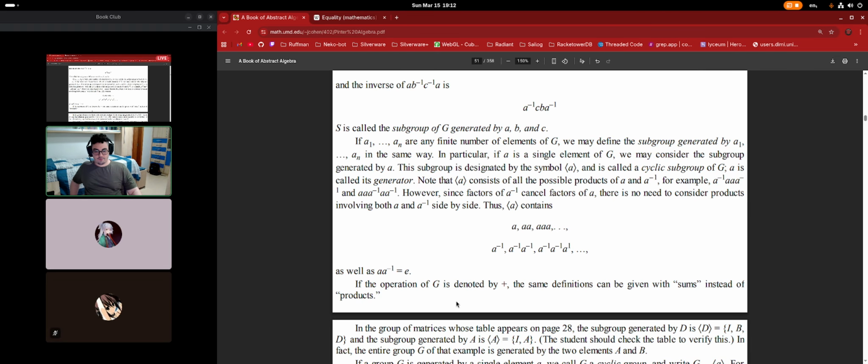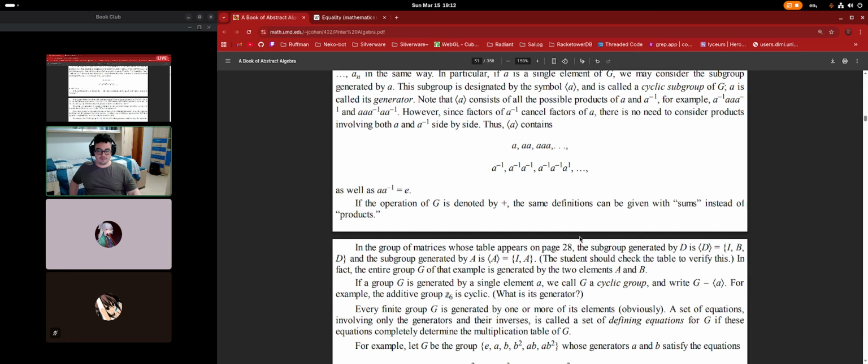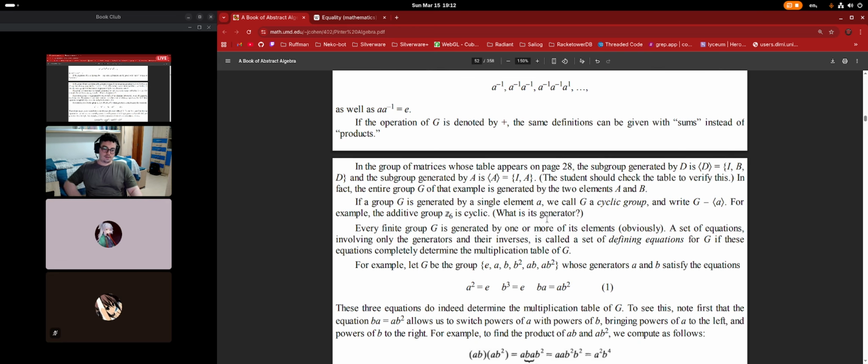If the operation of G is denoted by plus, the same definitions can be given by sums instead of products. And this is in the group of matrices. I actually went to check this out, and essentially the way that you deduce this is, what happens if I multiply the D matrix with itself and with its inverse. If you multiply by its inverse, you're going to get I, and if you multiply it by itself, you're going to get B, and if you multiply B by D, I think you get D back again.